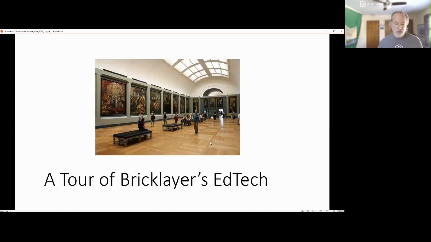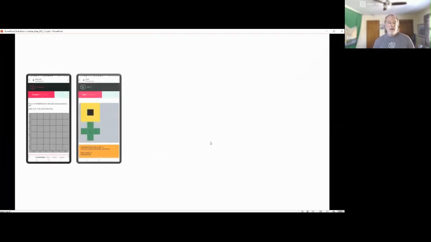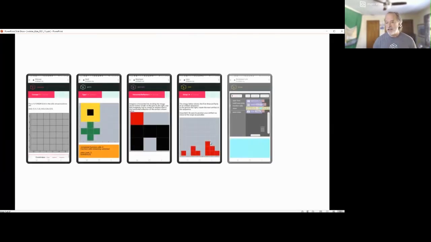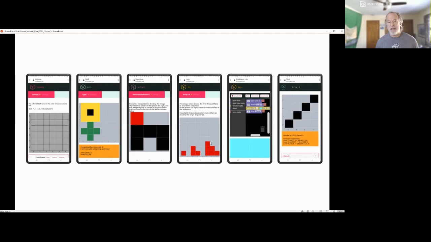So that brings us to a tour of Bricklayer's EdTech. So here, aside from the IDE that I just showed you on the previous slide, this is the EdTech of Bricklayer. And these are all mobile-friendly apps.